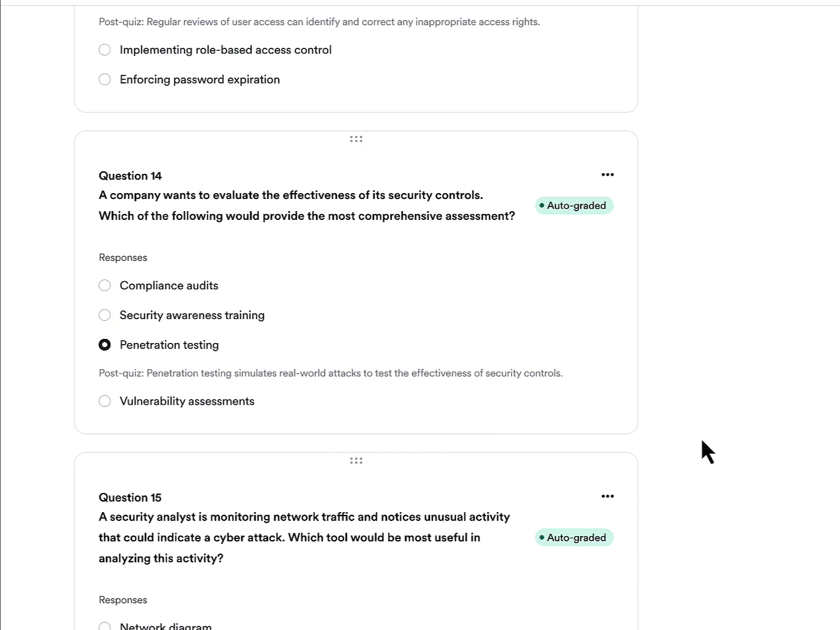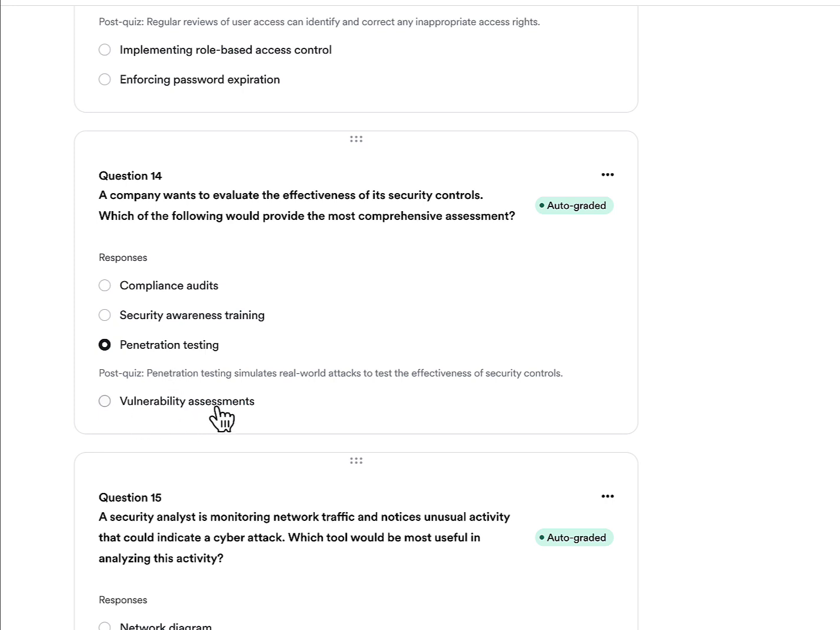A is compliance audit. B is security awareness training. C is penetration testing. And D is vulnerability assessments. So which is the most effective of its security controls, which would provide the most comprehensive assessment? If you're looking at security controls, you may tend to blend into going, well, I'm going to do a vulnerability assessment.